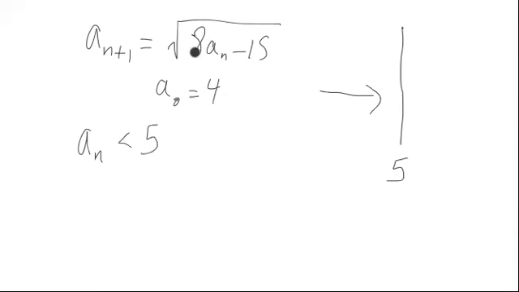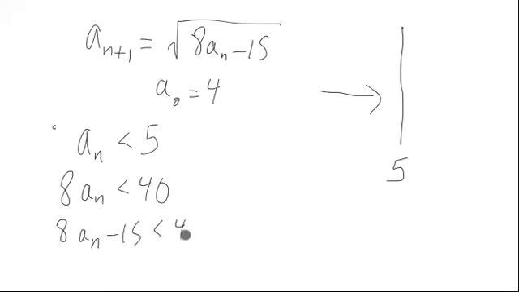Well, first let's multiply both sides by 8. So 8an is less than 40. Then let's subtract 15 from both sides. Let's see, 40 minus 15 is just 25. And then let's take a square root. Now, can we take a square root of both sides and the inequality be preserved? The answer is yes, because the square root function is an increasing function. And that means that order is preserved.